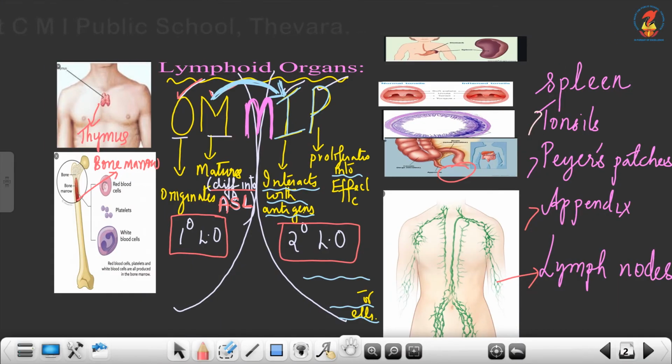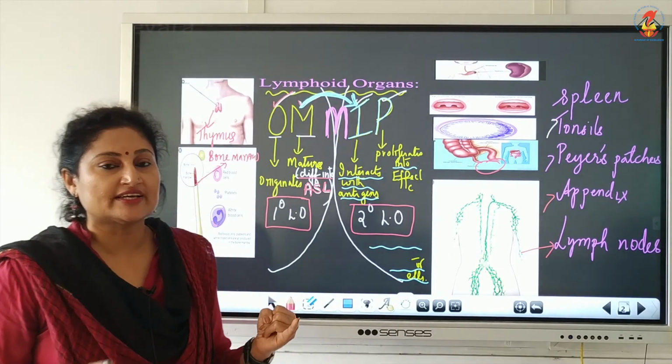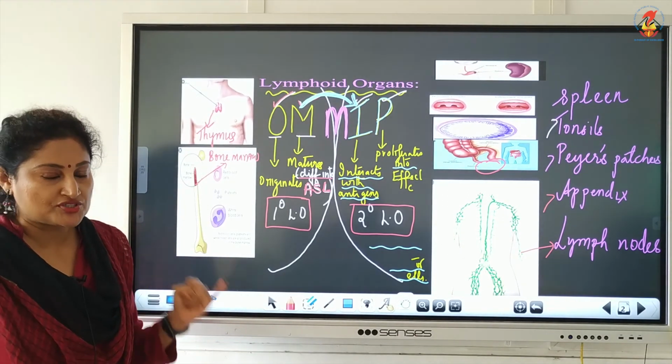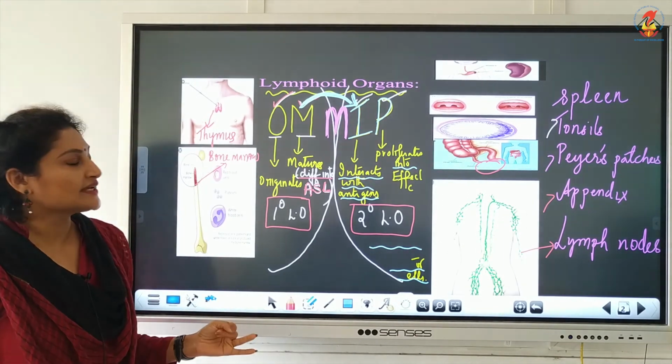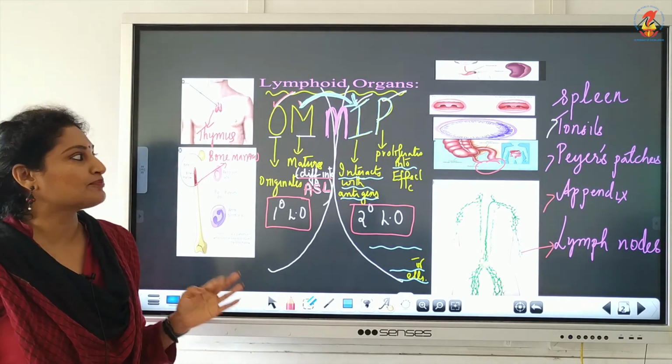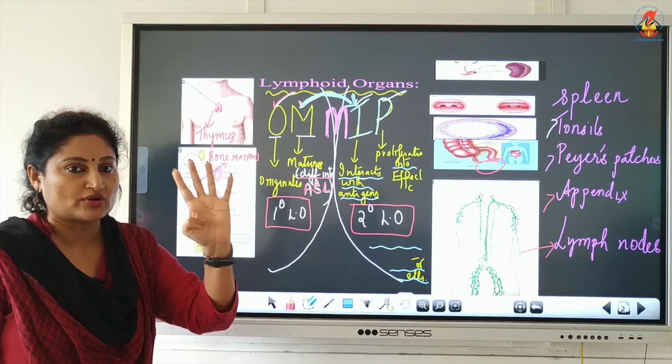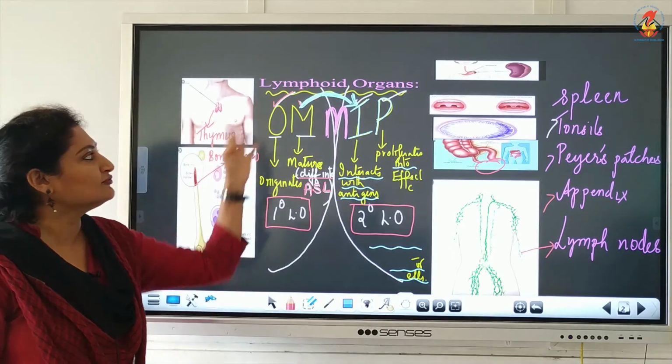So, a recap of lymphoid organs. The general definition for lymphoid organs is: organs where lymphocytes originate, mature, interact with antigens and proliferate into effector cells. So these are the four very important functions occurring in a lymphoid organ.